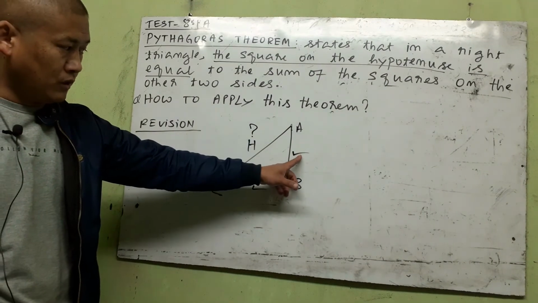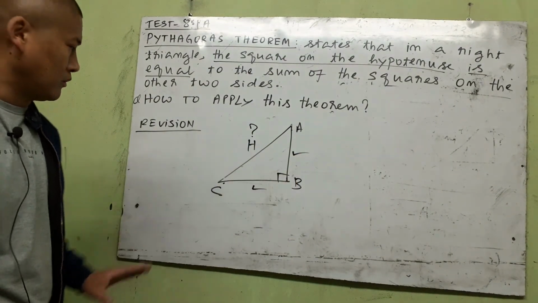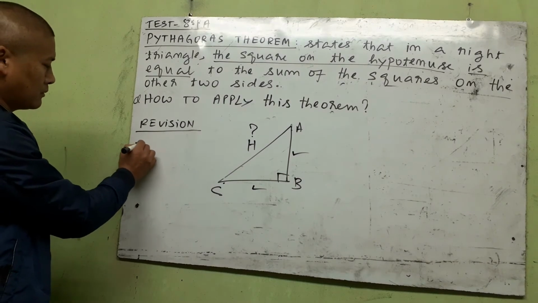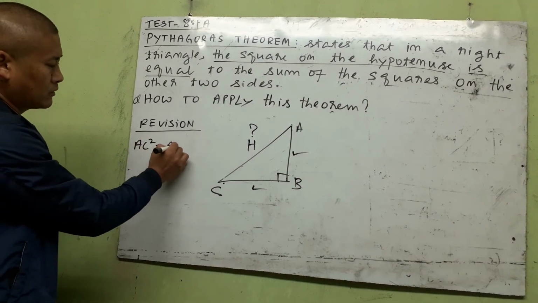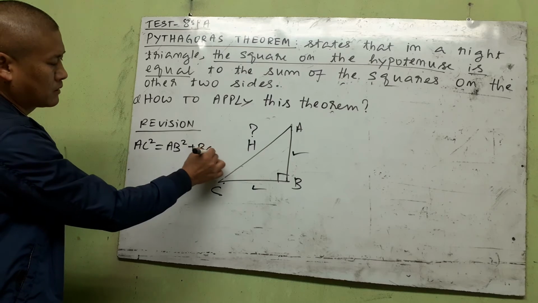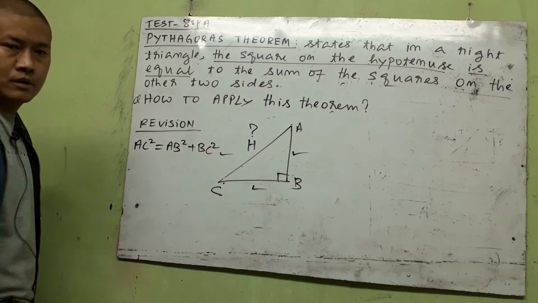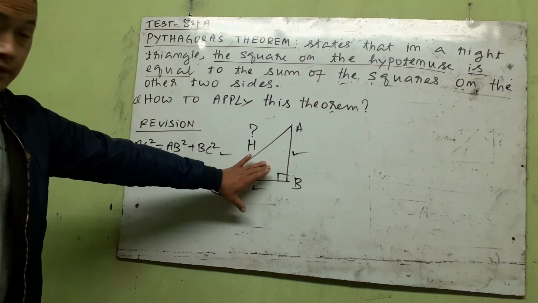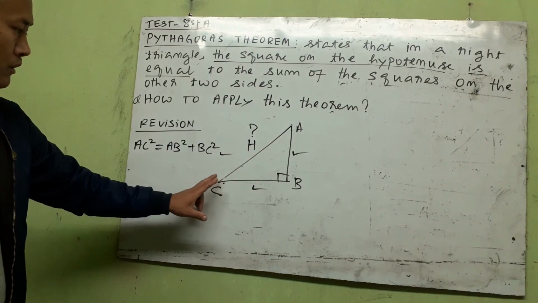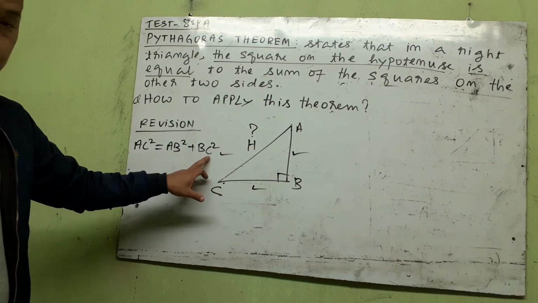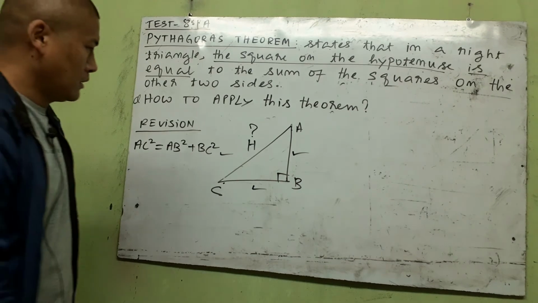This we know, AB we know, BC we know, hypotenuse we don't know. Then how do we apply Pythagoras theorem? AC square equal to AB square plus BC square. This is what we will use. If AC is the unknown, you can also write BC square plus AB square, doesn't matter in plus.